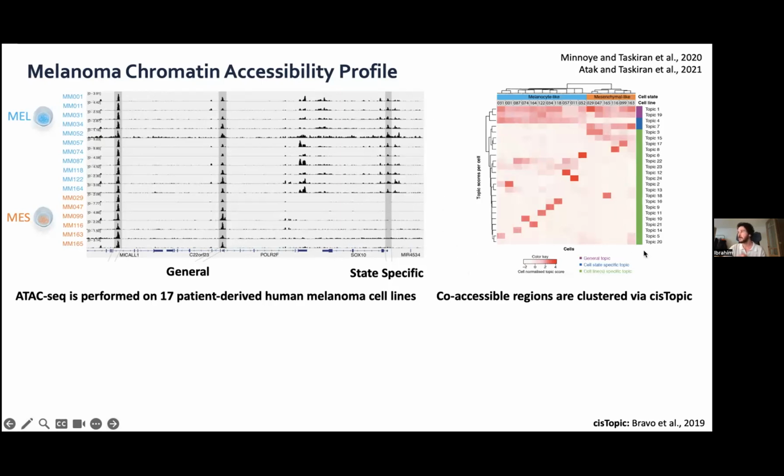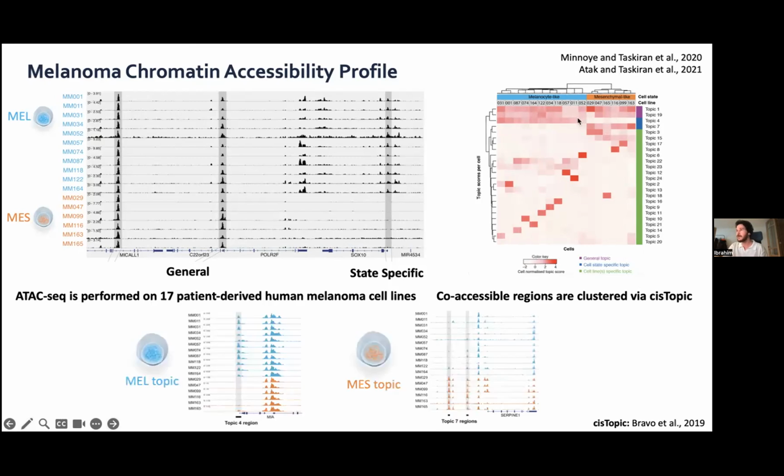Here, for example, there are 24 topics. In each topic, there are around 3,000 regions. For example, topic 1 contains the regions that are accessible in all the cells. And topics 4 and 7, as you can see here as an example, are the classes we were mostly interested in, the cell type specific accessible regions. These are our candidate enhancers.